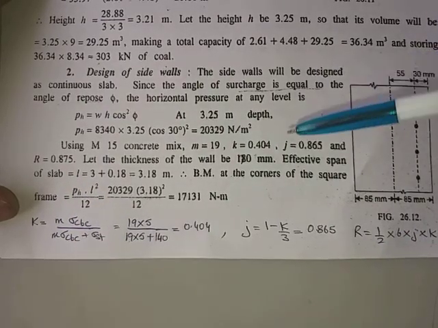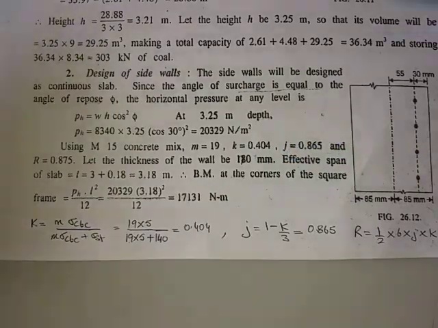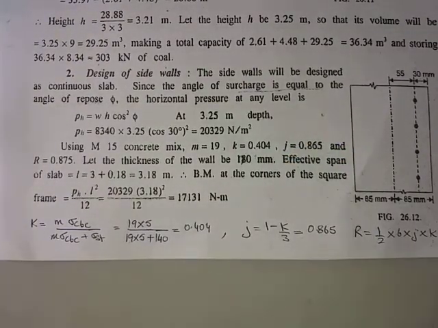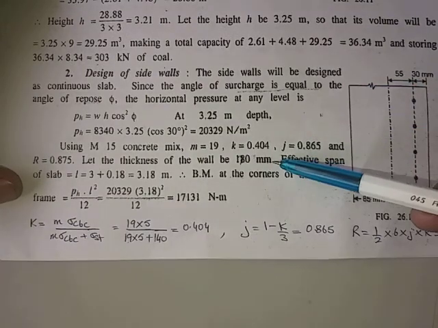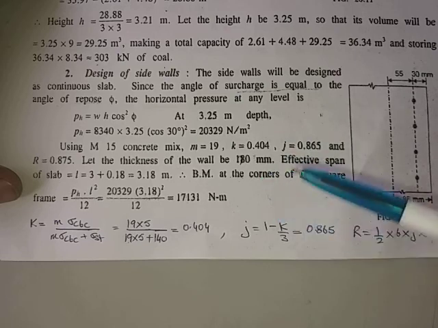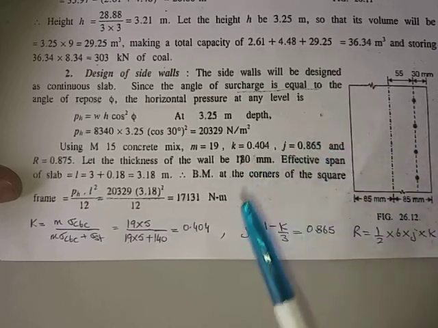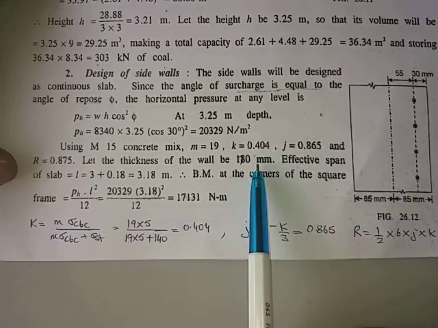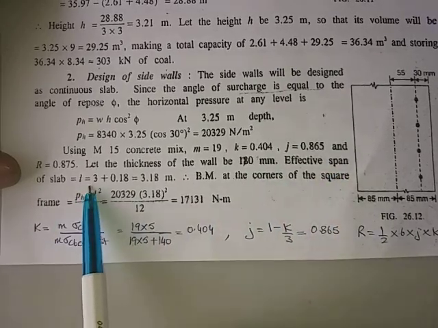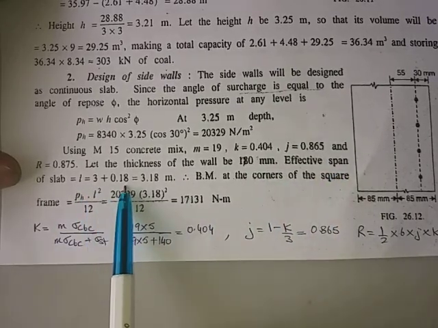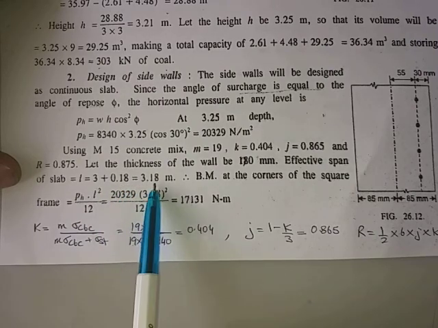Thickness of the wall can be assumed as 180 mm. Code says the minimum thickness should be 150 mm, so greater than that can be assumed. We can even take 150 and finalize the design, but here in the question it has been taken as 180 mm. So the effective span of the slab comes out to be, L was 3 meters, so 3 plus d by 2 plus d by 2, that gives me 3.18 meters.